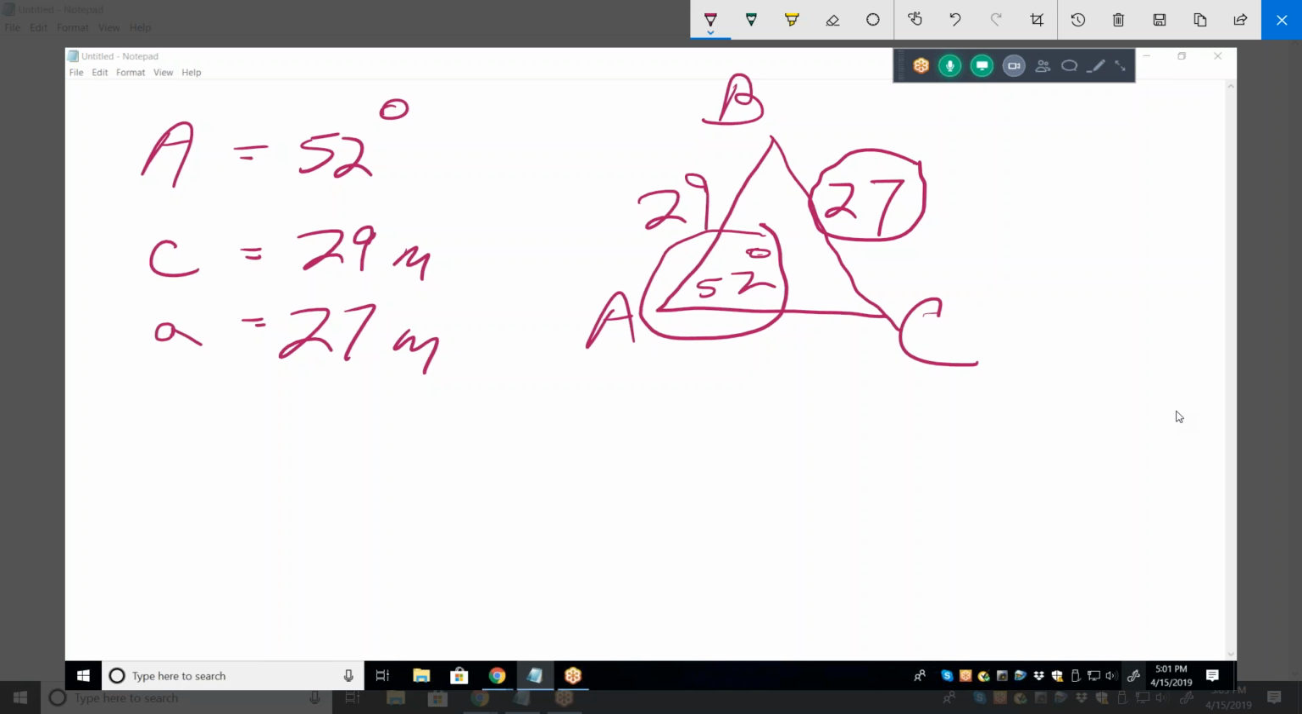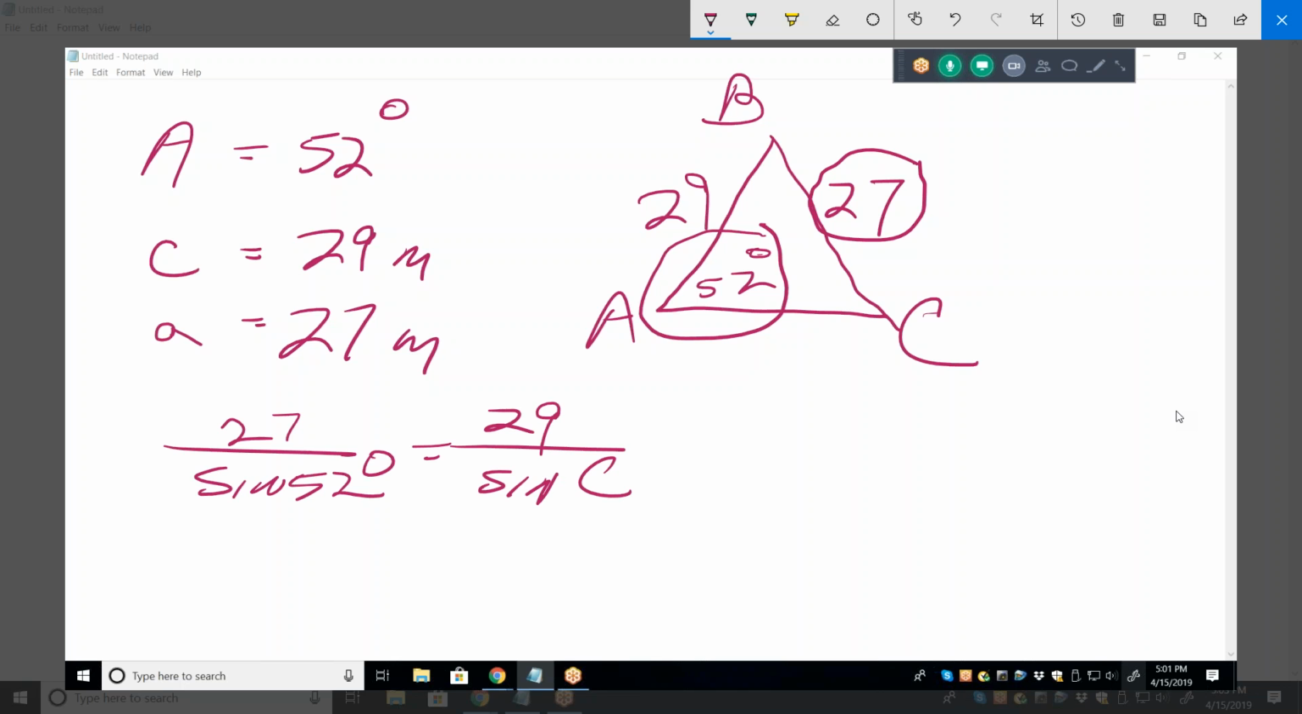Okay, so give me some equations that will let us fill in the other three pieces. Okay, so 27 over the sine of 52 equals 29 over the sine of x. Not x, but c. Or c, yeah. Okay, because there's a couple of unknown angles here. We got b also. Okay, so go ahead and solve that.